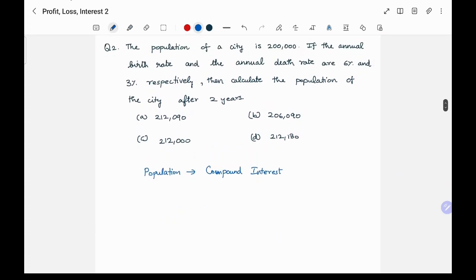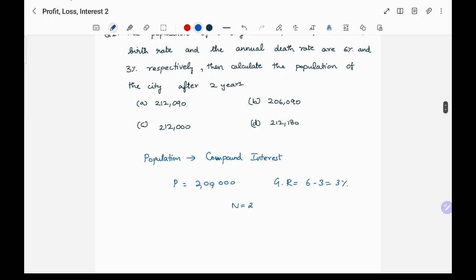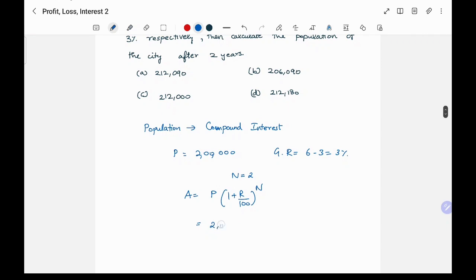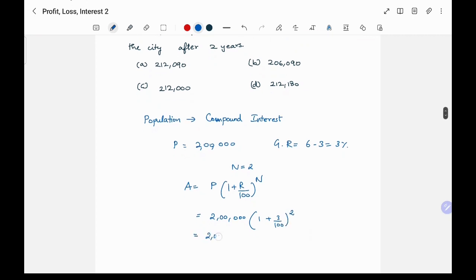So what is given? So it is like P is equal to 2 lakh. Birth rate is 6% and death rate is 3%. So growth rate is nothing but birth rate minus death rate, which is 6 minus 3, which is 3%. And we need to find after 2 years. So we have the formula P into 1 plus R by 100 whole power N. So it is 2 lakh into 1 plus 3 by 100 whole square. So this is 2 lakh into 1.03 whole square.